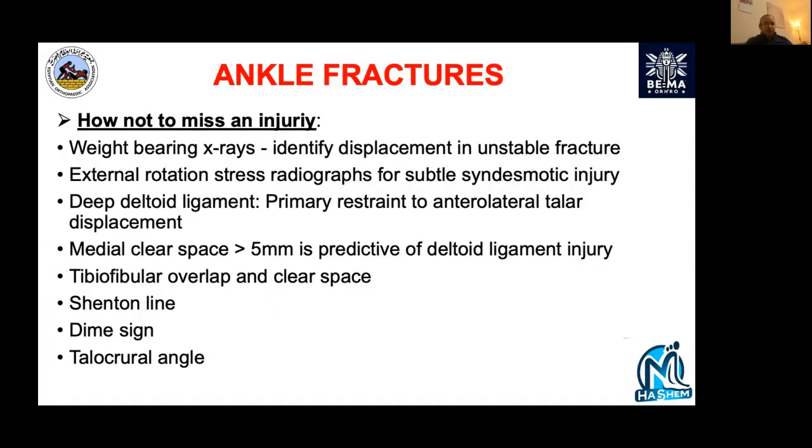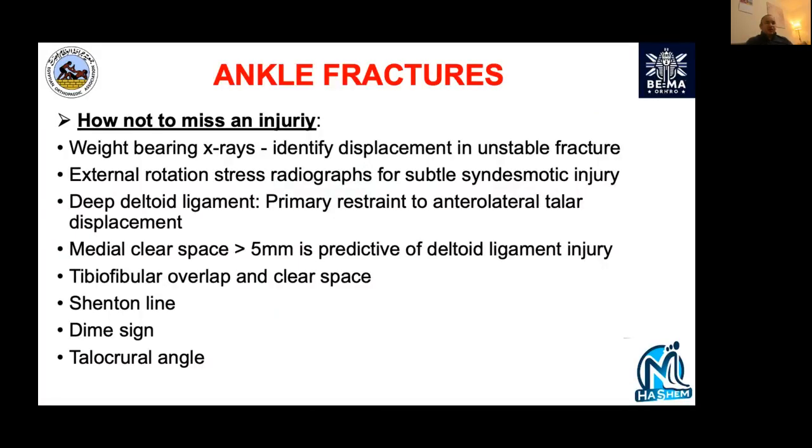Remember that if you're worried about syndesmotic injury, the commonest test is the external rotation stress radiograph. Basically, the patient will be on the couch, keeping the foot hanging from the end of the couch in an external rotation position, and this by definition stresses the syndesmosis. So you can easily spot any subtle syndesmotic injury.